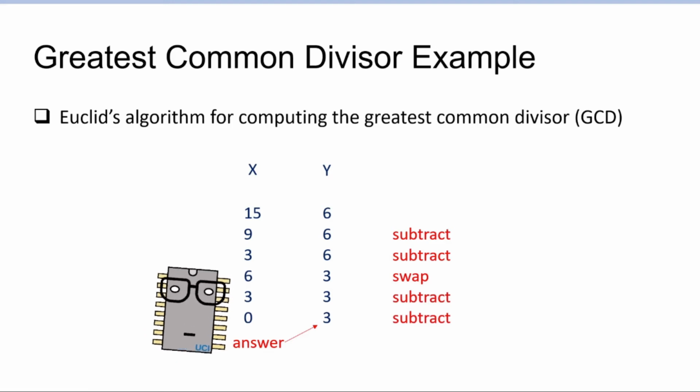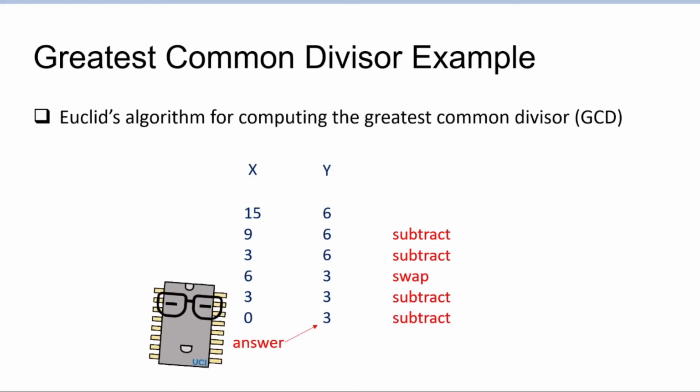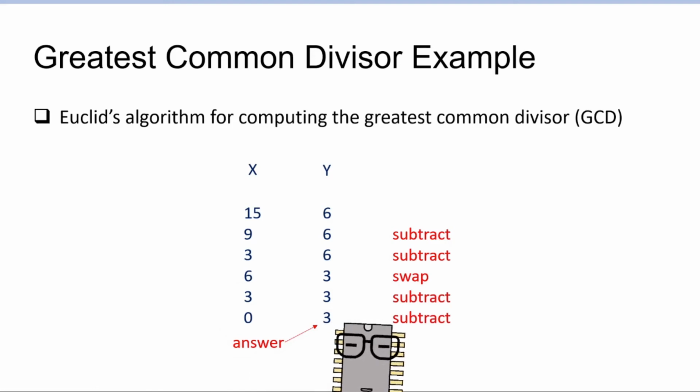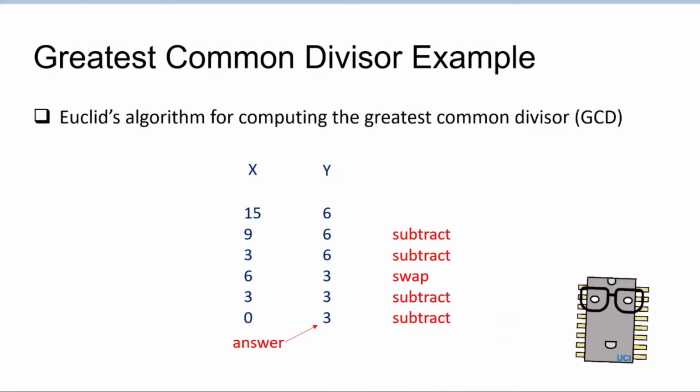And the condition shouldn't be x is larger than y. It should be larger than or equal to y. So when x and y are the same, we do subtraction again. So x becomes 0. And when x becomes 0, the answer is the value in y. So now we know that the greatest common divisor for 15 and 6 is 3. So this is Euclid's algorithm for calculating the greatest common divisor.